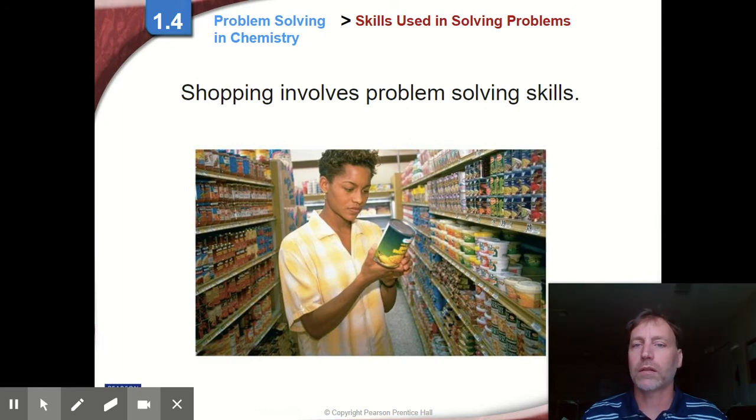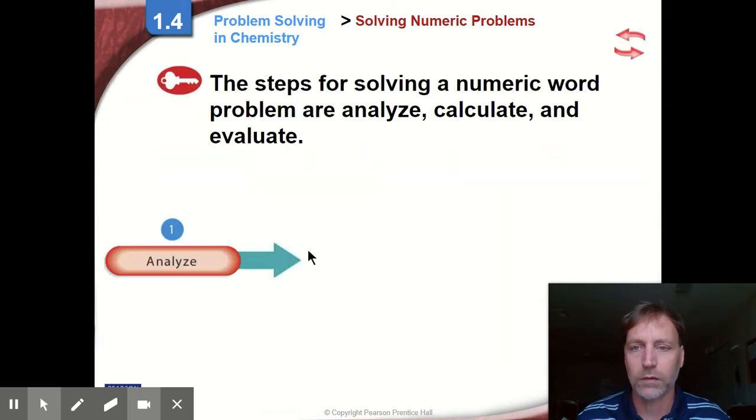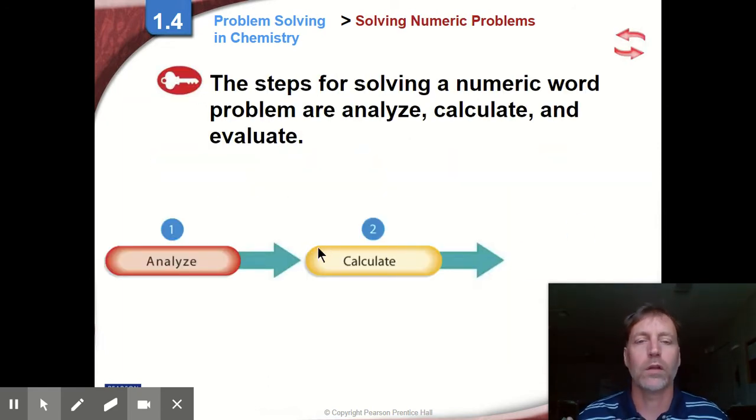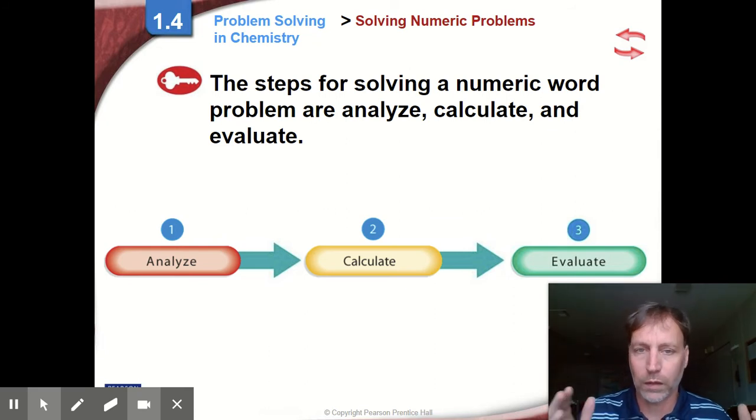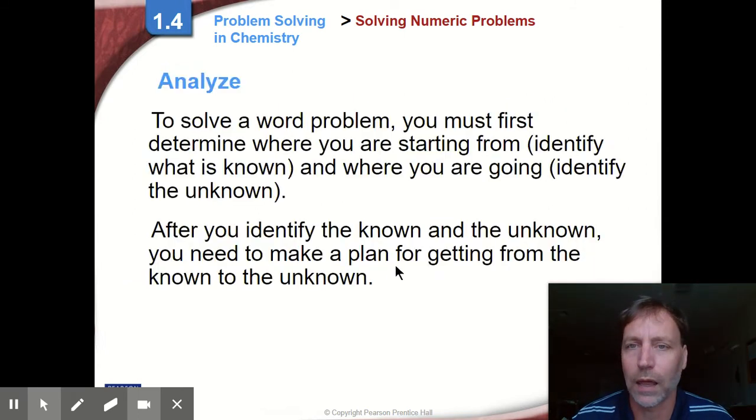Okay, so then you're going to analyze that, you're going to calculate it, and then you're going to evaluate. So as you look at your cart, do I have enough green beans here? Okay, I have enough green beans. Let's go over and get the next ingredients, whatever it's cream of mushroom soup and dried onions. I forget what the other ingredients for that are. But the idea is you do this in everyday life, okay?